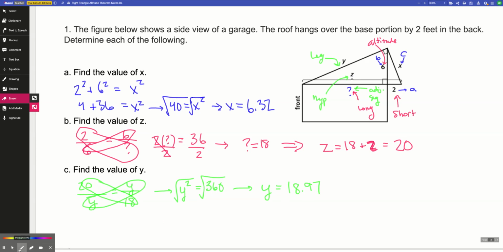All right. So give me just a second. Let me clear my screen, scroll down to the next problem. I'll see you in just a second.